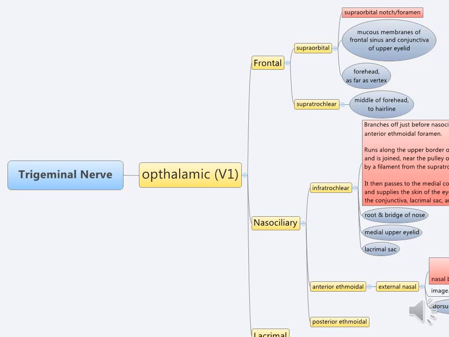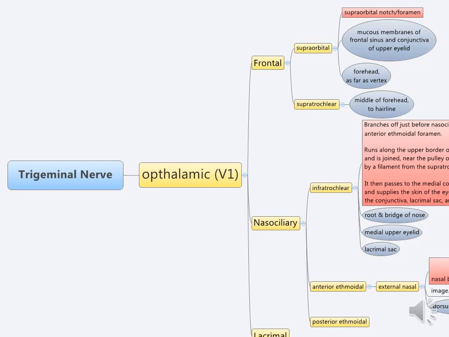The nasociliary is divided into three nerves: infratrochlear, anterior ethmoidal, and posterior ethmoidal. The infratrochlear branches just before the anterior ethmoidal foramen, runs along the upper border of the medial rectus, and is joined near the pulley by filaments from the supratrochlear. It then passes to the medial corner and supplies the skin of the eye, the conjunctiva, and the lacrimal sac. It supplies the root and bridge of the nose, the middle upper eyelid, and the lacrimal sac.